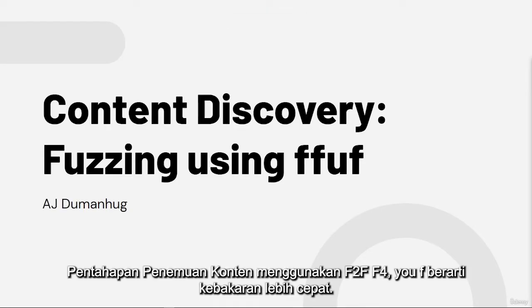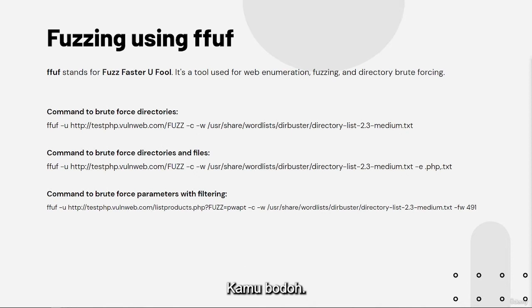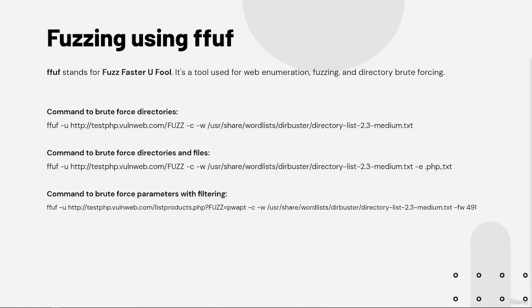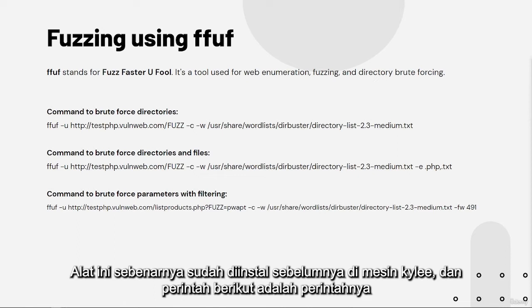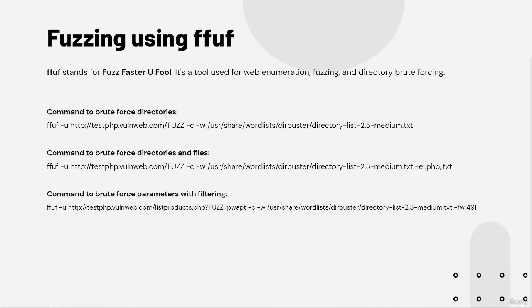Content discovery: fuzzing using FFUF. FFUF stands for Fuzz Faster U Fool. It is a tool for web enumeration, fuzzing, and directory brute forcing. This tool is actually pre-installed in Kali machines. The following are the commands that I will demonstrate to you in the next video.